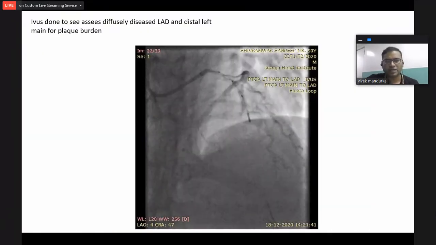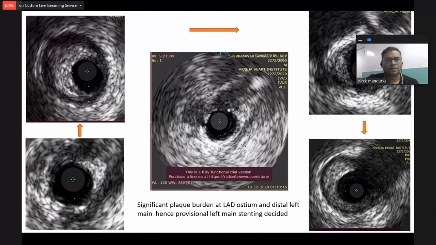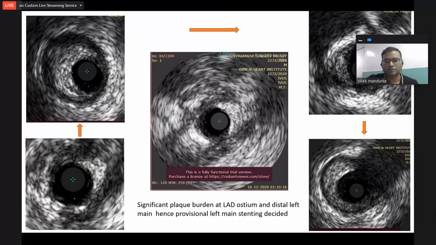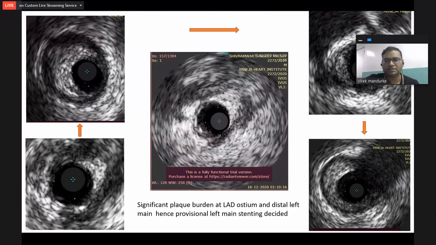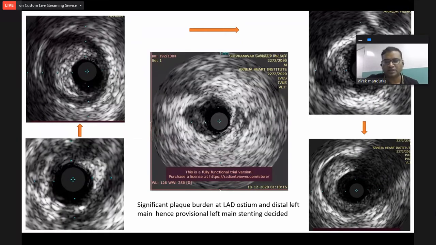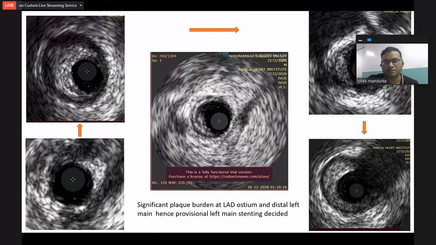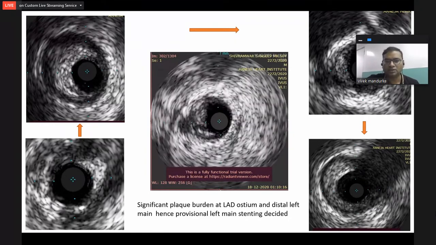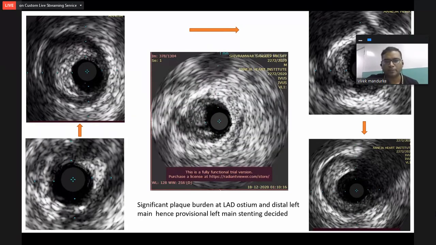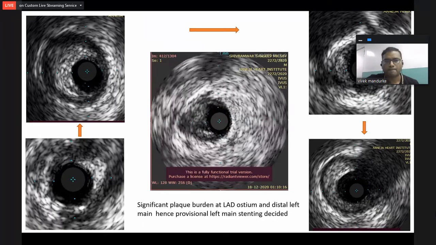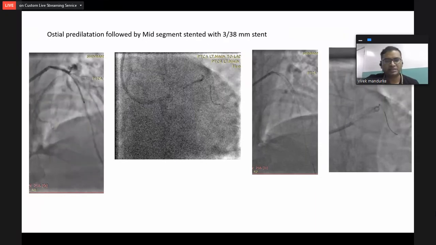So went ahead with the IVUS, and this is the IVUS. You can see that there is large plaque burden throughout the diseased segment. And we also can see that there are patchy areas of calcium, and definitely at the opening of circumflex there is a large plaque burden. So we need to come into the left main while we are stenting. So ostial stenting is not an option. So we went ahead with the plan of provisional left main stenting.